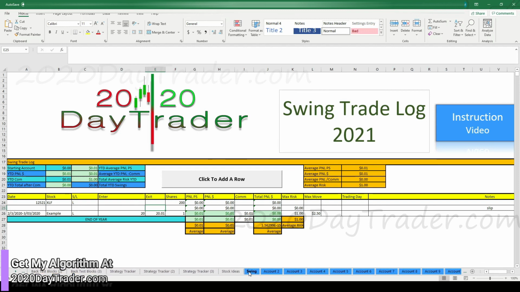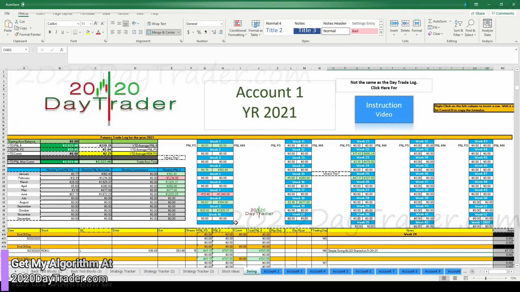That is a swing trade log, but I don't use that one for this. All right, so Roku right here. We ended up with $707 on Roku, Simple Switch trading algo, and we started that on 5/20/21. I alerted it out to membership. So pretty sweet right there.